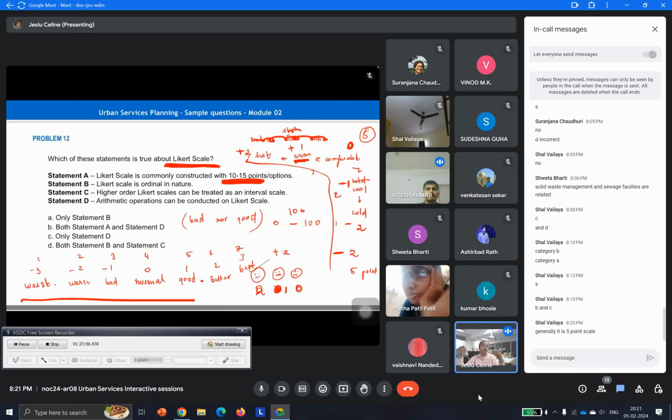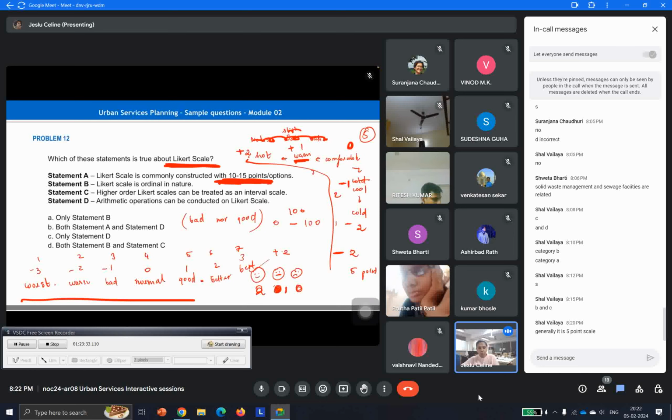Or a 3-point scale is not good. So like that you cannot generalize it. It depends on different functions. But this statement is wrong because it's saying that it is constructed with 10 to 15 points, giving a value. There's no value like that. Okay, so this is wrong.